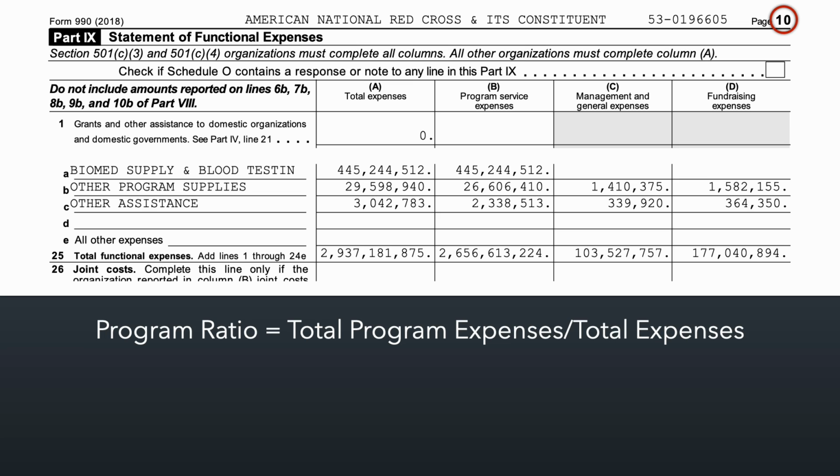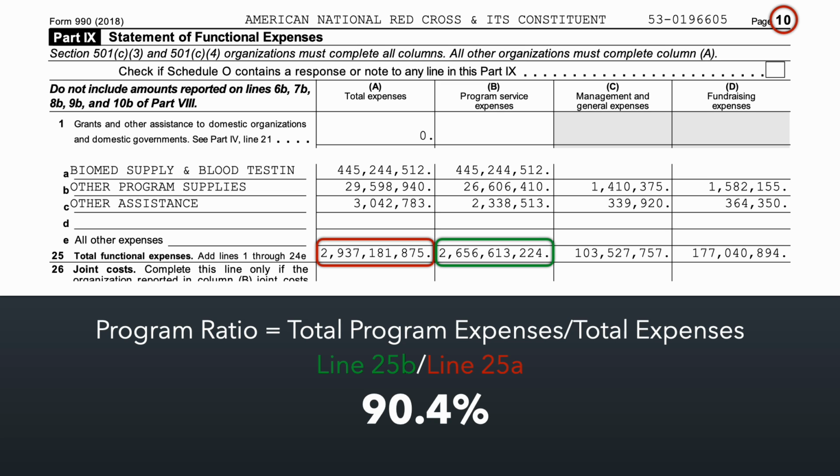So the way we would calculate a program ratio here is we would take total program expenses and divide it by total expenses. So that would be line 25B divided by line 25A in this case. And so if we do that calculation for the Red Cross, it means they have a program ratio of 90.4%.